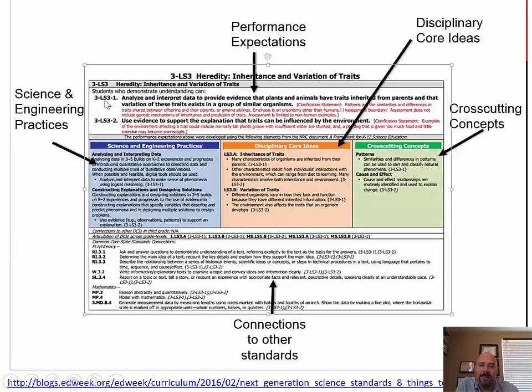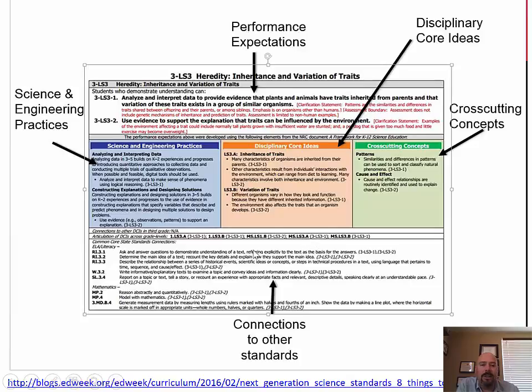As you'll see, this 3-LS3-1 shows up over here as analyzing and interpreting data. That is going to be the practice. The disciplinary core idea is going to be inheritance of traits, and the cross-cutting concept is going to be looking at patterns. Down at the bottom, you'll see connections to other standards that are also useful.